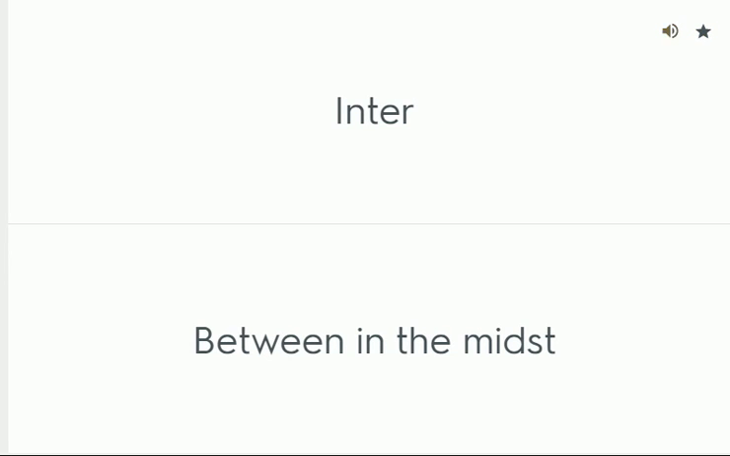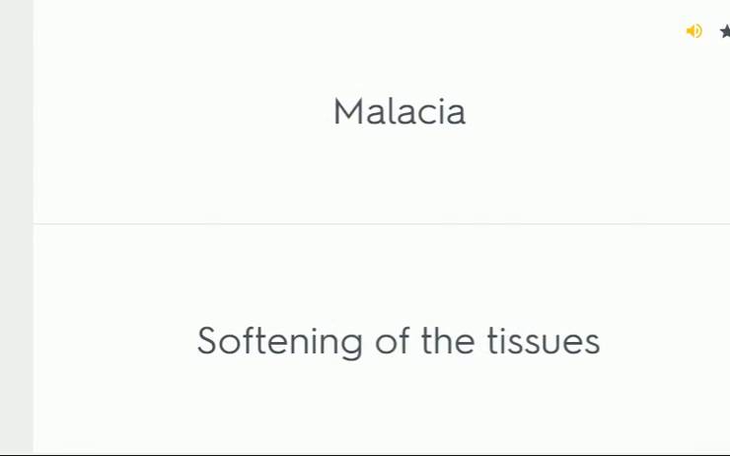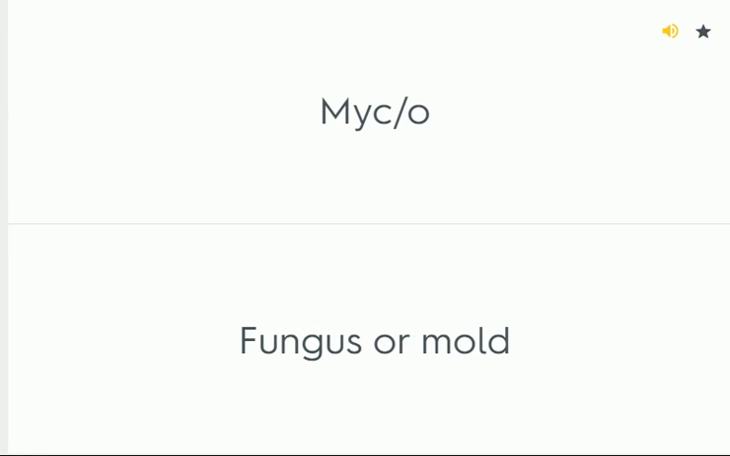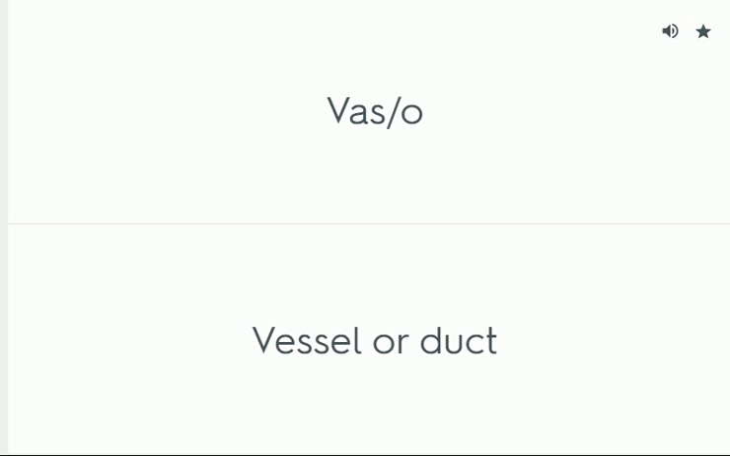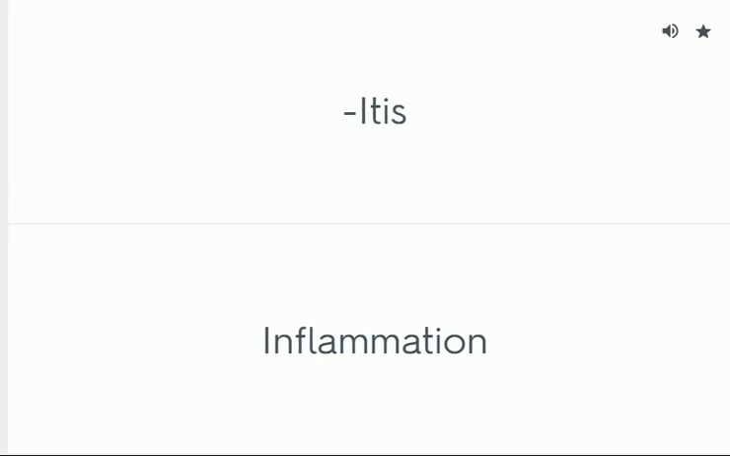Inter: between, in the midst. Dyskinesia: difficult or painful movement. Malacia: softening of the tissues. Myco: fungus or mold. Vaso: vessel or duct. Arthritis, arthro: inflammation of the joints. Itis: inflammation.